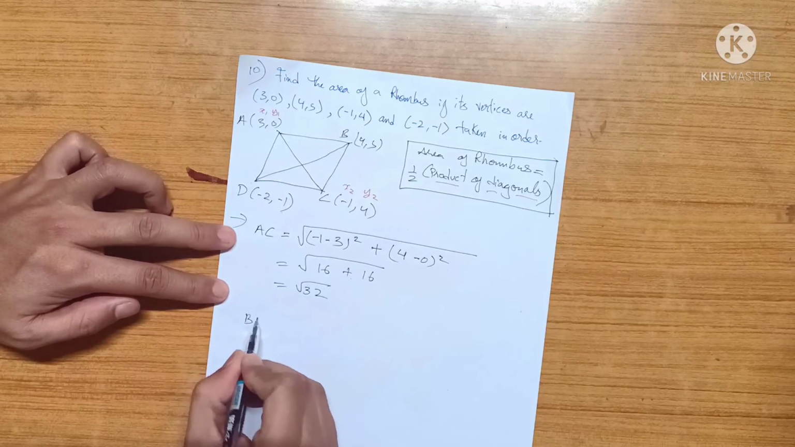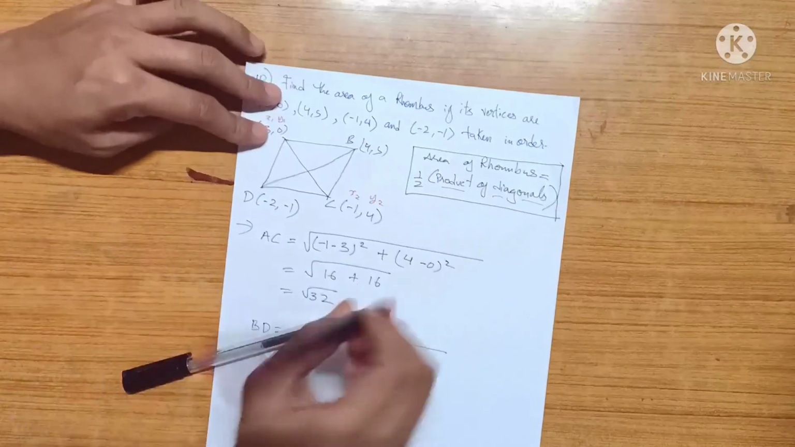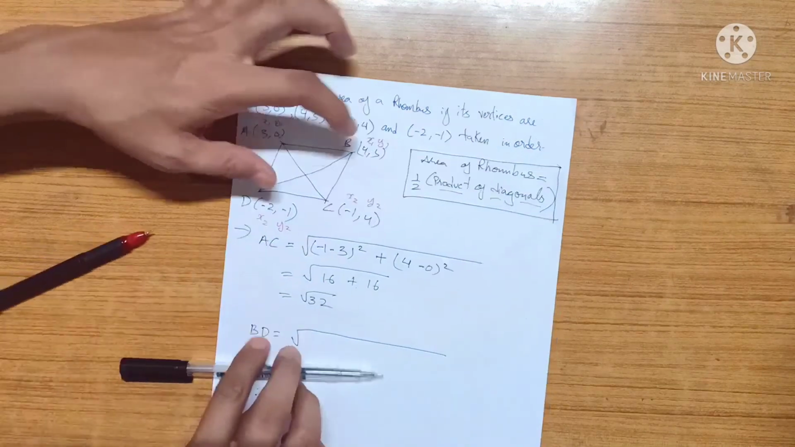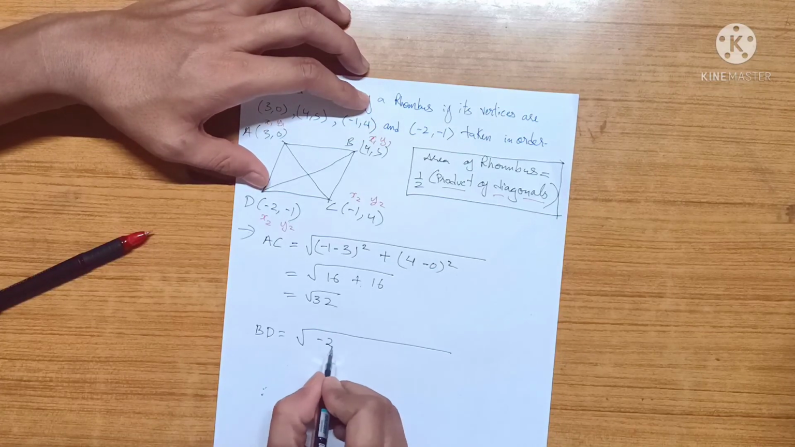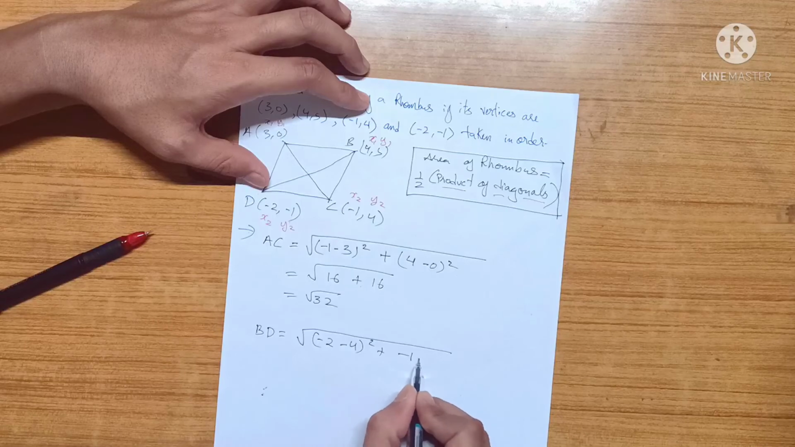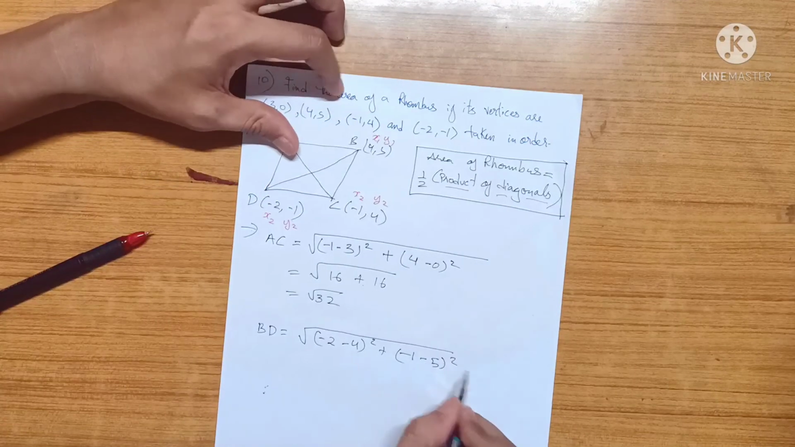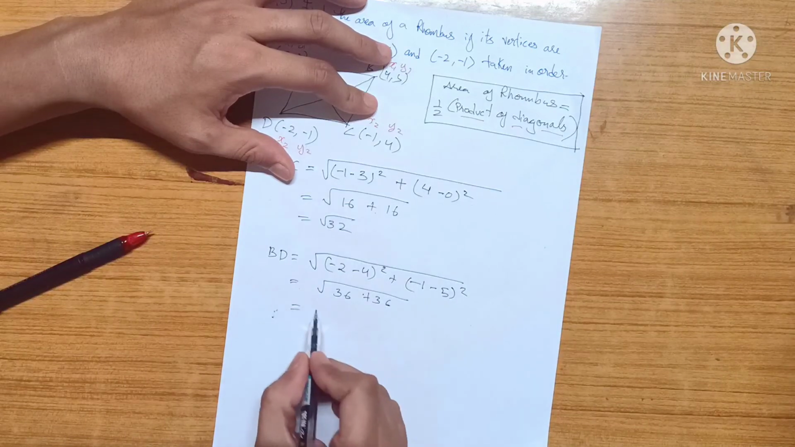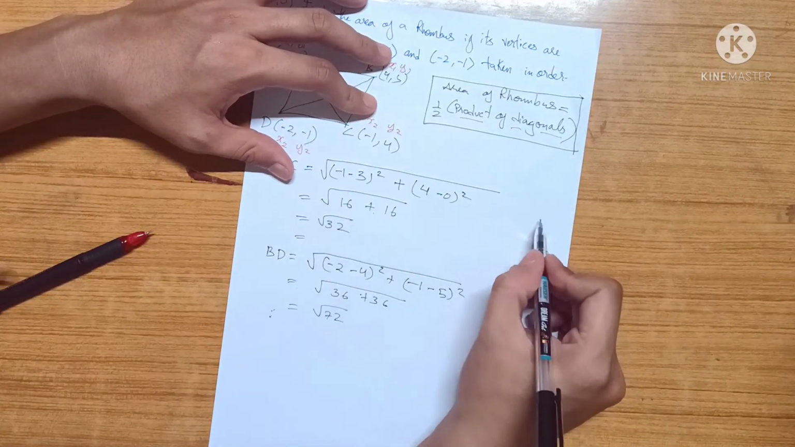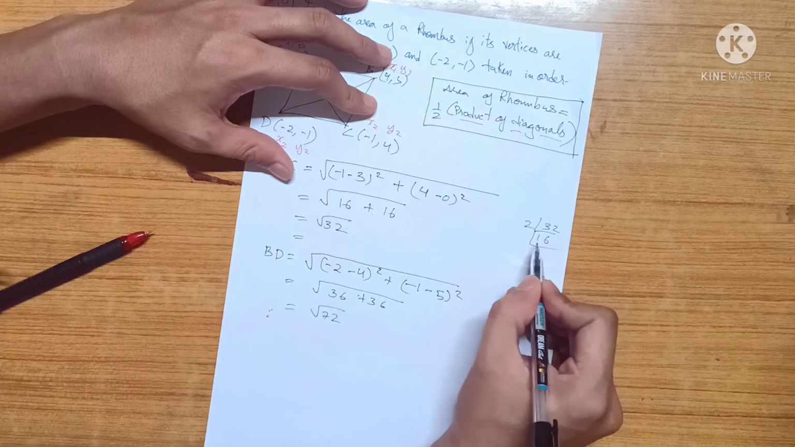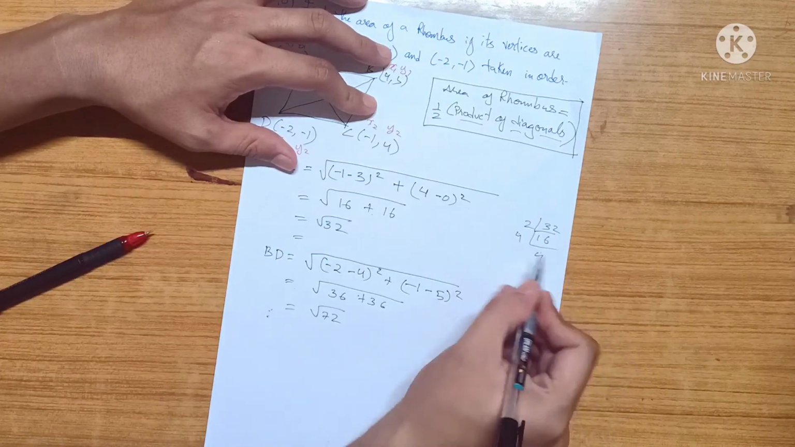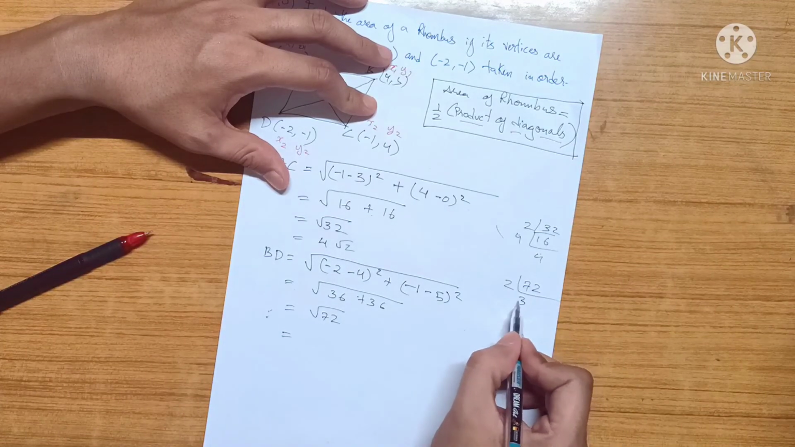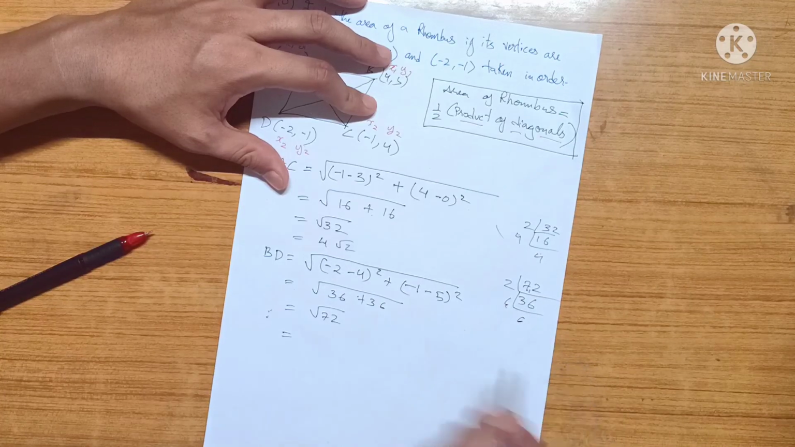Now for BD, let's take this as x1 y1 and this as x2 y2. So x2 minus x1, let's write the whole thing: minus 6 the whole square, plus y2 minus y1, which is minus 6, the whole square. So minus 6 squared is 36, minus 6 squared is again 36. So we're getting root 72. And this can be simplified further. Root 32 is 4 root 2. And root 72 can also be simplified further: 6 root 2.